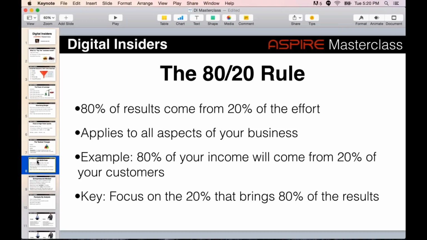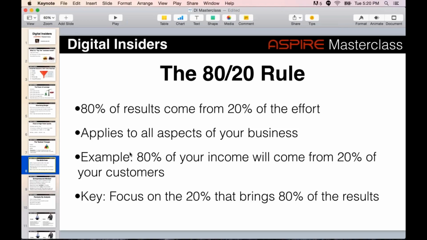One example of this is that 80% of your income is going to come from 20% of your customers, right? Because you're going to make a lot more money from those high-ticket back end items, but not everybody's going to be buying that stuff. So 80% of your income is going to be coming from 20% of your customers, and when you really get down to it, it's probably going to be something more like 90% of income coming from 10% of your customers.